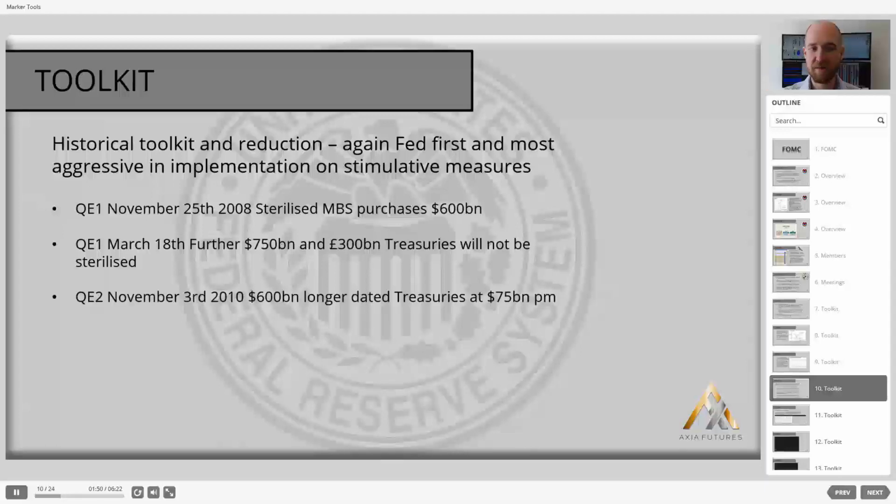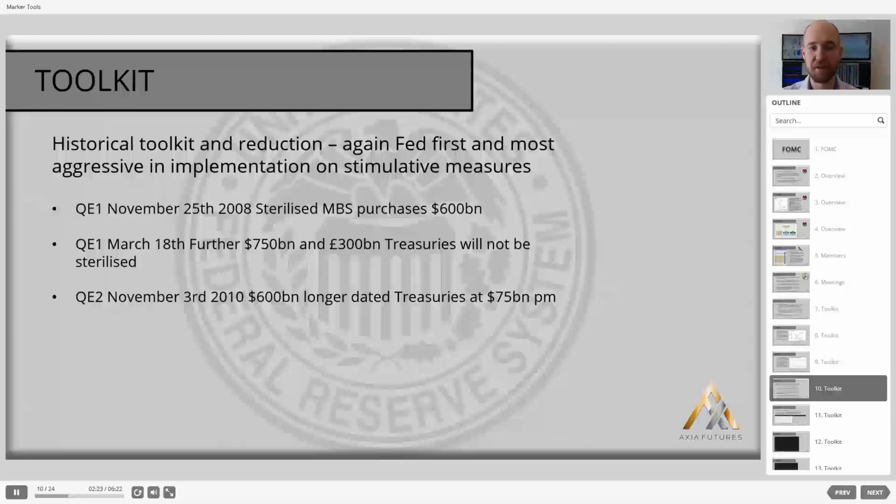What they then did, QE2, they then moved on to a format of buying a set amount per month, and this is something that the ECB copied. The ECB copied very much the Fed's beginnings of QE. They started with purchases that were to be sterilised. These were then later left to not be sterilised, and then they started purchasing government bonds, treasuries in Europe, at a set amount per month.